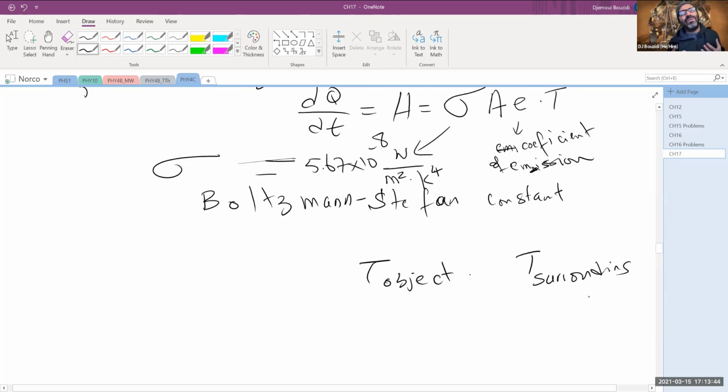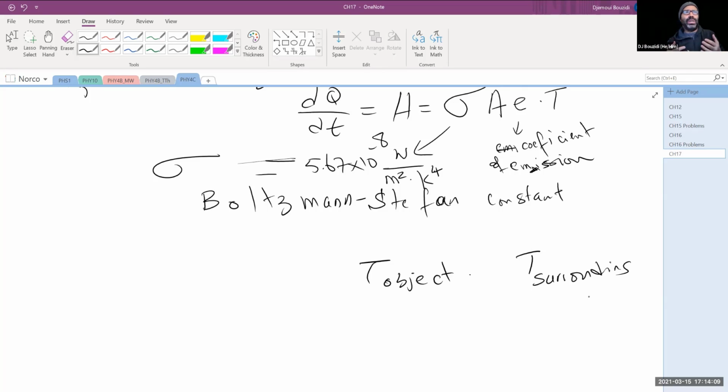Then depending on the difference, if the object is hotter than the environment, the object will emit radiation. So in this case, it's a net emitter of radiation, and it's going to feel cool because the environment is cooler than that object, because it's losing heat. So it's getting colder and colder over time.